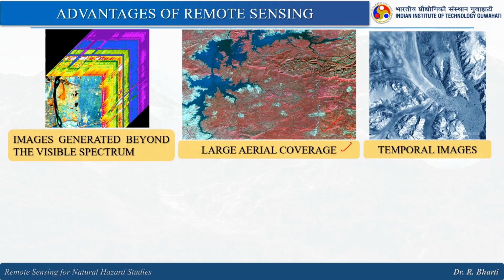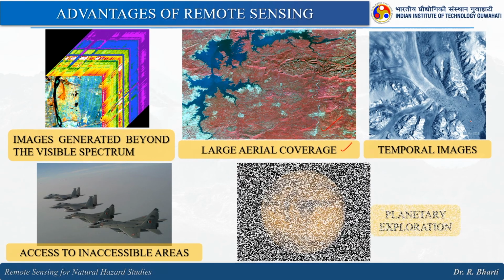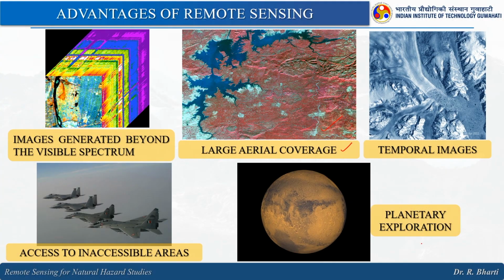Those kinds of information are available with larger aerial coverage. Then temporal images will help you see the changes, how things are happening. Here is one example, how a glacier is moving from one place to another. Then access to inaccessible areas: for military and defense purposes we have also used remote sensing datasets. The last one, a very big area, is planetary exploration, because remote sensing is the only way we can gather information about other planets.